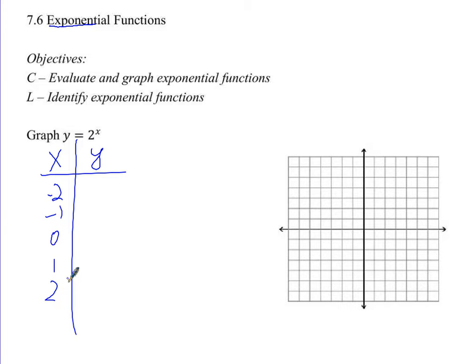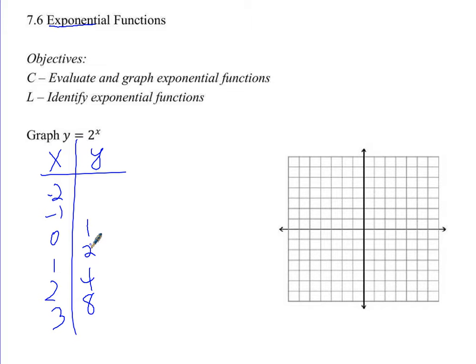If I plug 2 in for x, then what I have is 2 squared, which is 4. And I tell you what, let's go ahead and put that 3 on there. If I plug 3 in for x, what do I get? 2 to the third power is 8. Okay, I plug 1 in for x, and what do I get? Just 2. 2 to the first power is 2. If I plug in 0 for x, what do I get? I get 1, because anything to the 0 power is 1.